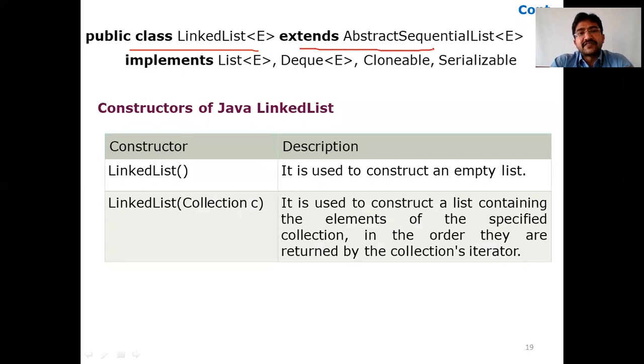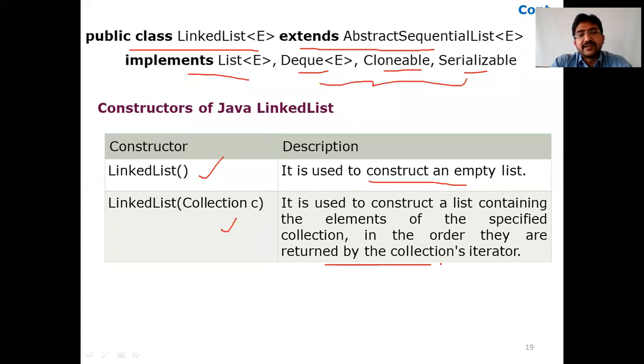It extends AbstractSequentialList, whereas ArrayList extends AbstractList. It implements List, Deque, Cloneable, and Serializable. The last three are not in the syllabus, but we can use these interfaces also. Coming to the constructors of Java LinkedList, we have a zero-parameter constructor and a one-parameter constructor. We can create an empty list with the help of the first constructor. We can also create a list from a set of elements of a collection, in the order returned by the collection's iterator.